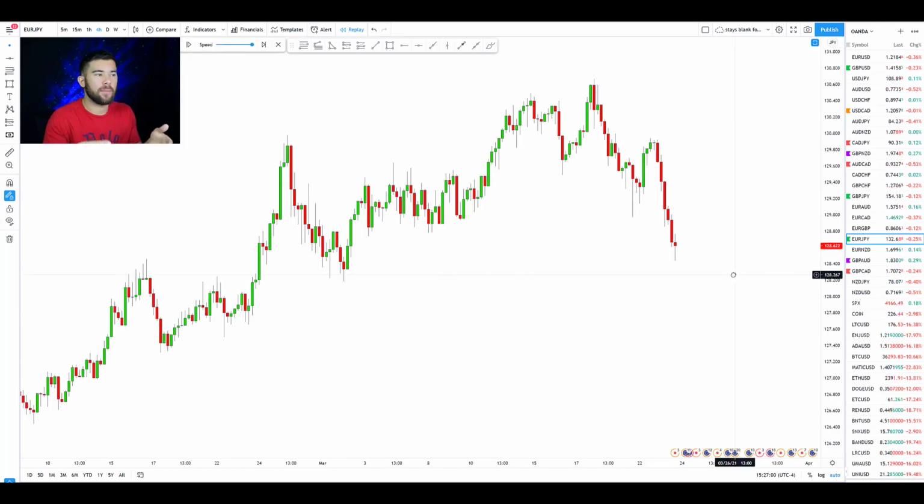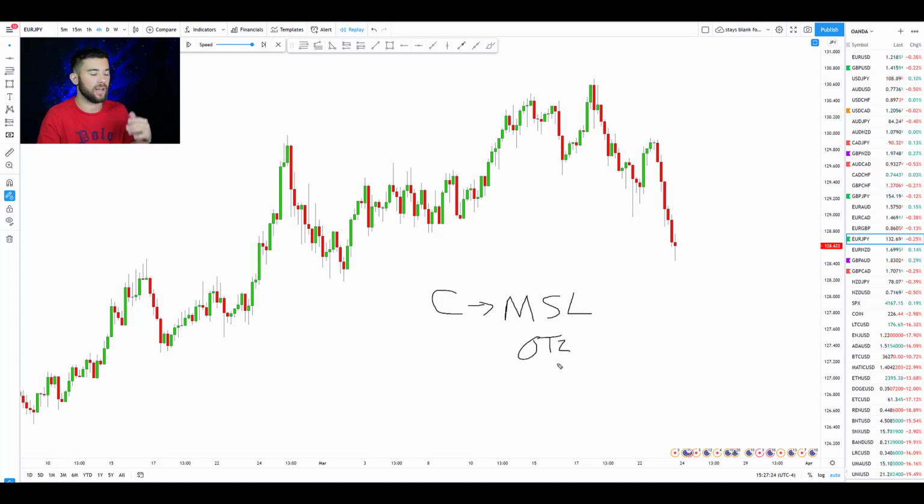So the entire double bottom strategy that I just taught you consists of conditions, entries, stops, and targets. What are the conditions I need? Well, we talked about that extra condition towards the end of the last section. That extra condition is I need to be at a major structure level. I call these OTZs, or optimal trading zones. I need the market to be in an optimal trading zone.